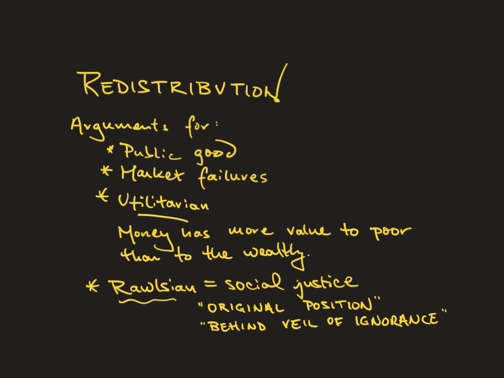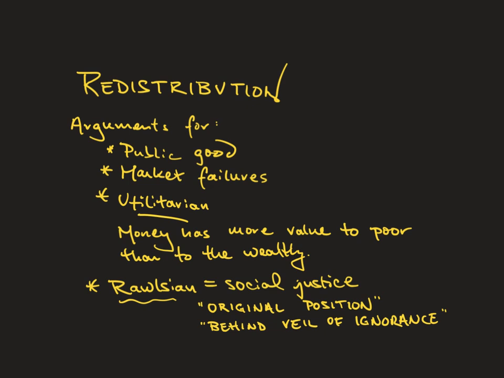You could be the rich kid, you could be the poor kid, you could be born male, you could be born female, you could be born of any skin color, race, ethnicity. What types of policies would you want to enact? And would you, for example, want more equality in society? And Rawls says, from behind the veil of ignorance, yes, we would want more equality. The idea is built on utilitarianism, that money has more value to poor people than to wealthy people.